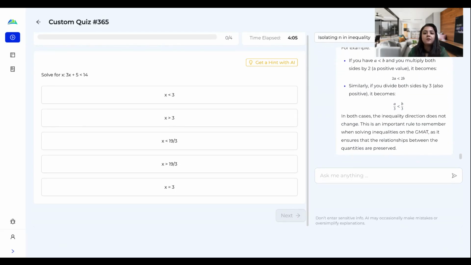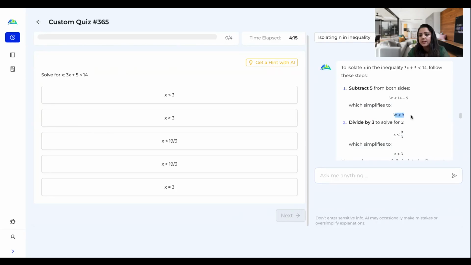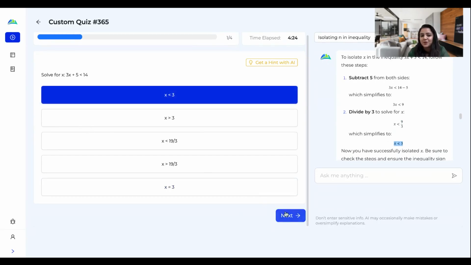Remains the same. You multiply or divide by a positive value, the overall inequality does not flip in sign. So if I did divide like I did here, 3x less than 9, x less than 3, this was our simplified version, x less than 3. And so answer choice A is what I'm going to go for and move to the next question.